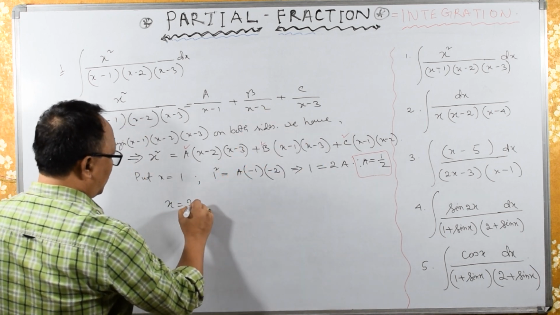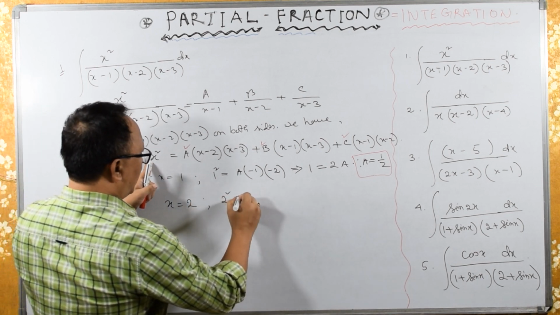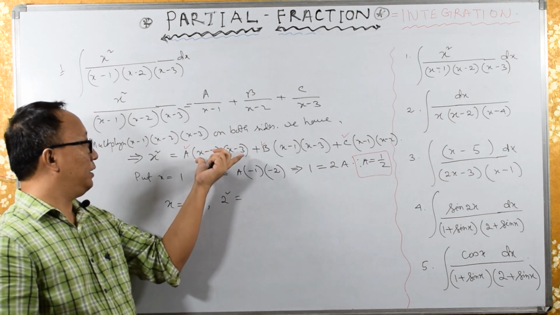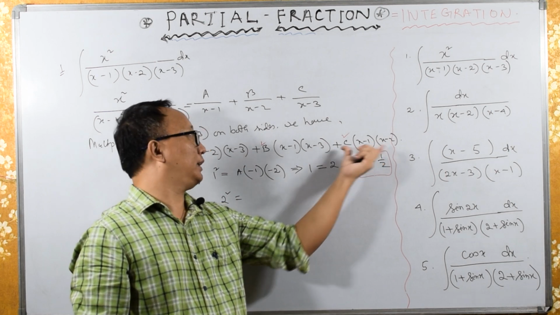Here x equals to 2. On the left hand side, 2 square. On the right hand side, those terms which have x minus 2 will be 0. This term will be 0 as well as this term will be 0. Now you have b.